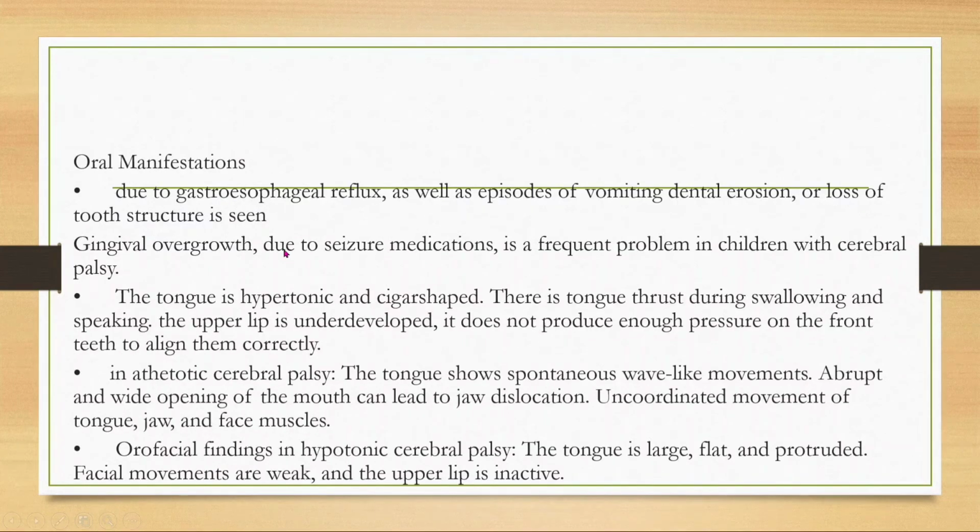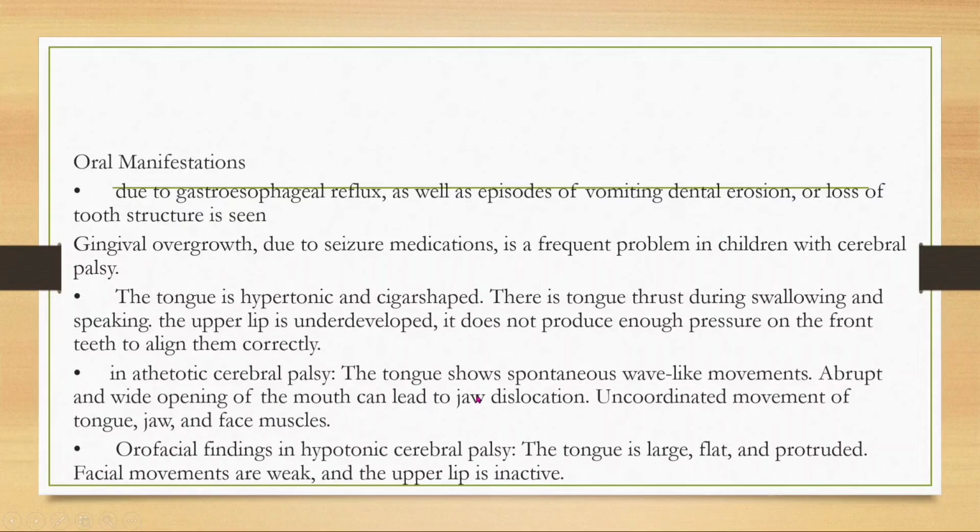Whereas oral manifestations: due to GERD, there is a lot of dental erosion or loss of tooth structure, gingival overgrowth due to the seizure medication, and the tongue is hypertonic and cigar shaped. The tongue thrusts during swallowing and speaking. The upper lip will be underdeveloped. It does not produce enough pressure on the front teeth to align them correctly.